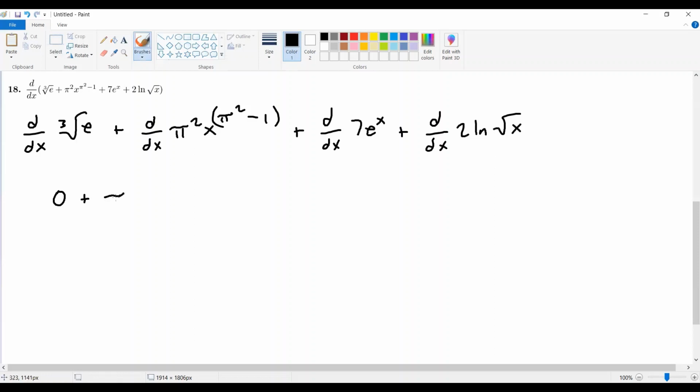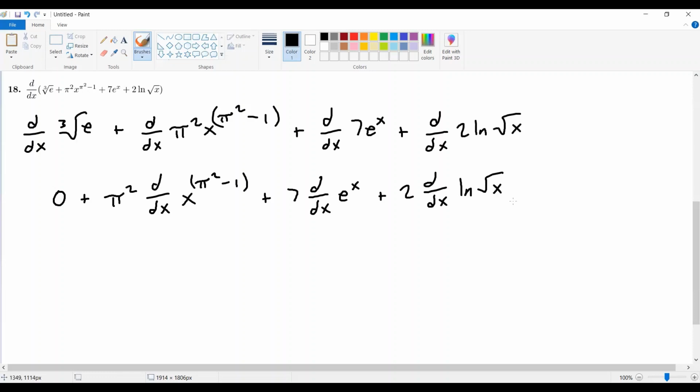So we can pull out the pi squared from the derivative, because really what the function is, it's just x raised to the power of pi squared minus 1. And here, 7 is just a constant multiplied by the function e to the x, so we can take that constant multiple out of the derivative. So we have 7 times the derivative of e to the x. And then this last one is that number 2, so we have the constant multiple 2 times the derivative of the natural log of the square root of x.